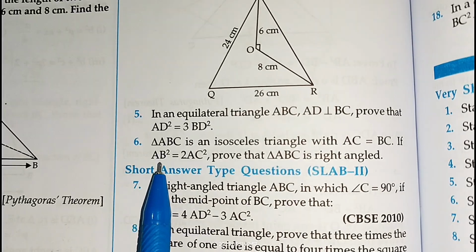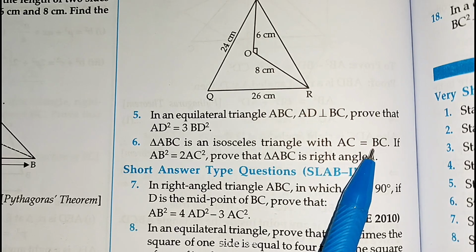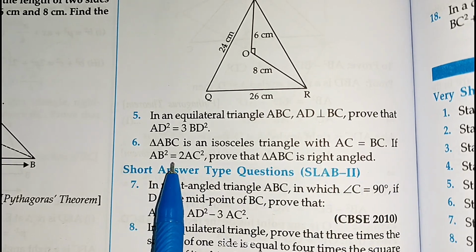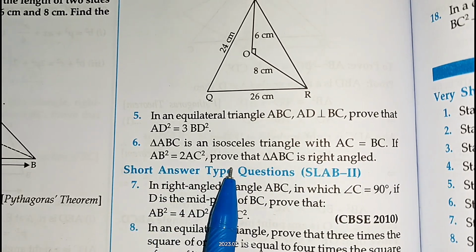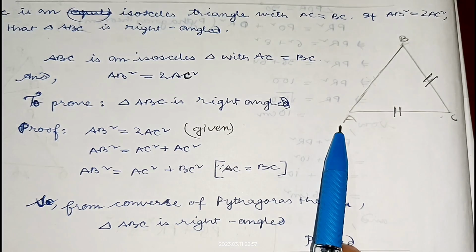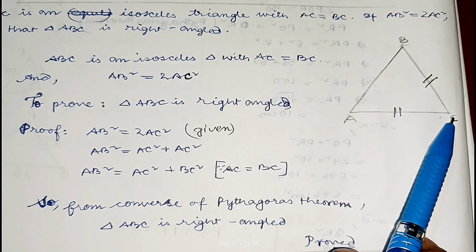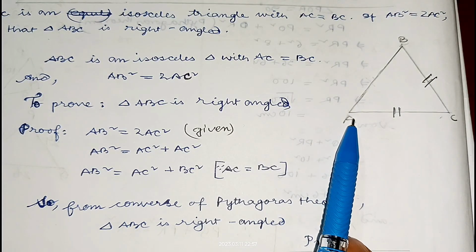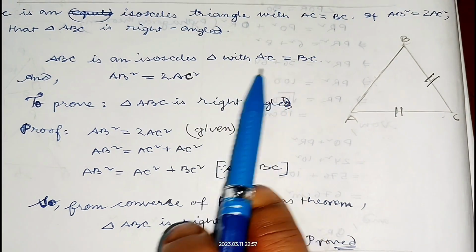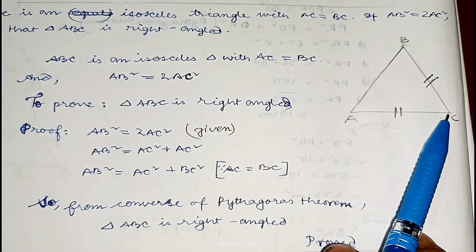In question number 6, it is given triangle ABC is an isosceles triangle with AC equals BC. If AB square equals 2AC square, prove that triangle ABC is right angled. So in triangle ABC it is given that AC equals BC and AB square is 2AC square. These two are given in the question and we have to show that triangle ABC is right angled.